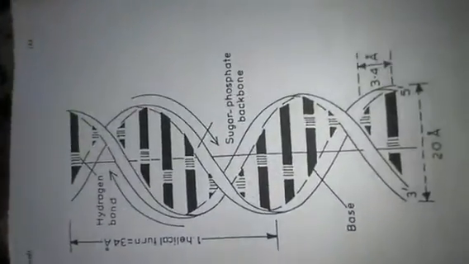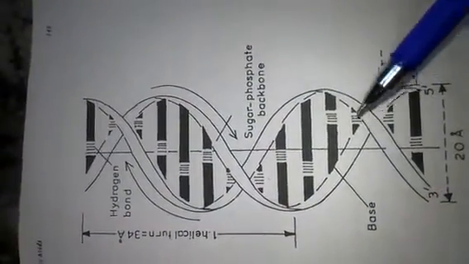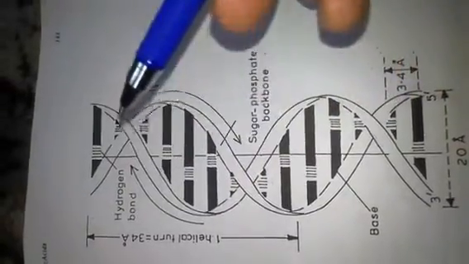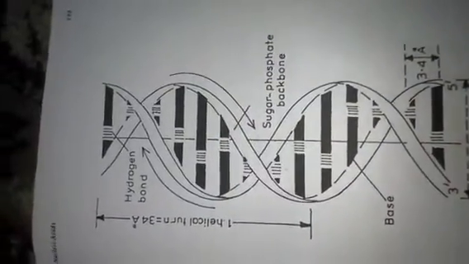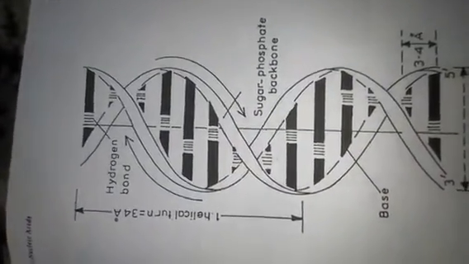The two polynucleotide chains are antiparallel. That is, one strand has phosphodiester linkage in the 3' to 5' direction, while the other strand has phosphodiester linkage in just the reverse, or we can say the 5' to 3' direction. Let us have a look here. This moves in the 3' to 5' direction, and this one moves in the 5' to 3' direction. So these are antiparallel polynucleotide chains.